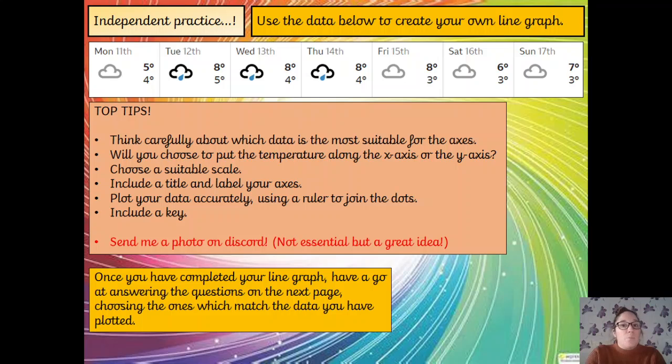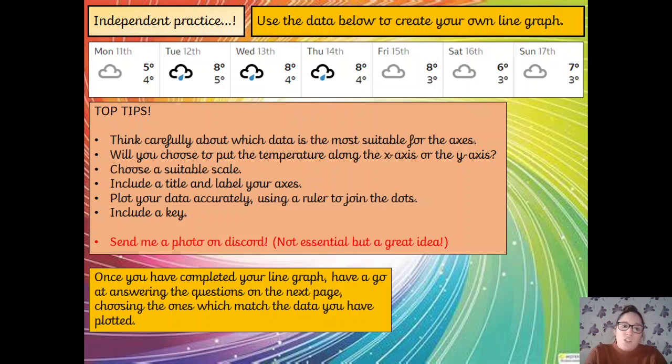Okay, my top tips for creating your own line graph. You need to think really carefully about which data is the most suitable for the axes. Will you choose to put the temperature along the x-axis? Remember, x is across, so it goes across, or the y-axis, which goes up to the sky. You can go back over previous videos or even through today's videos to see which one would be most appropriate.